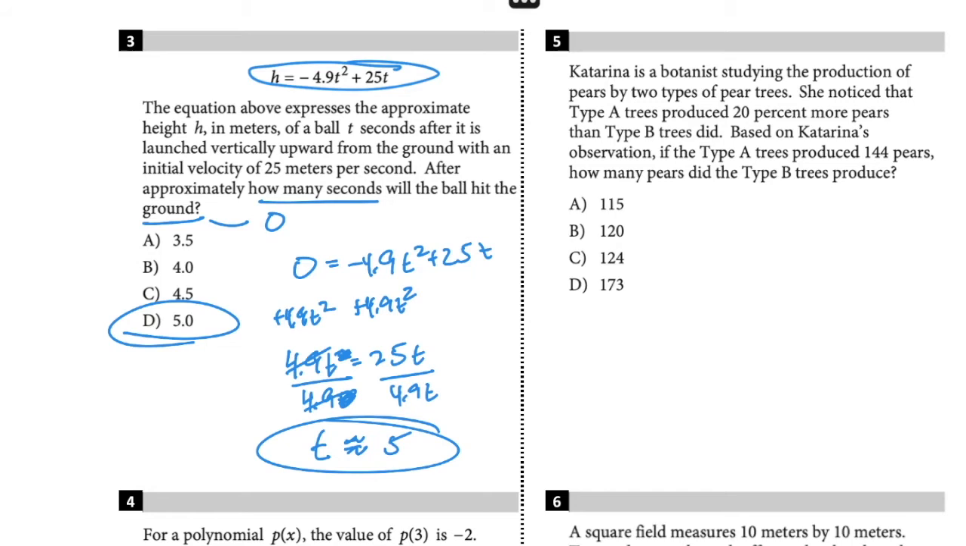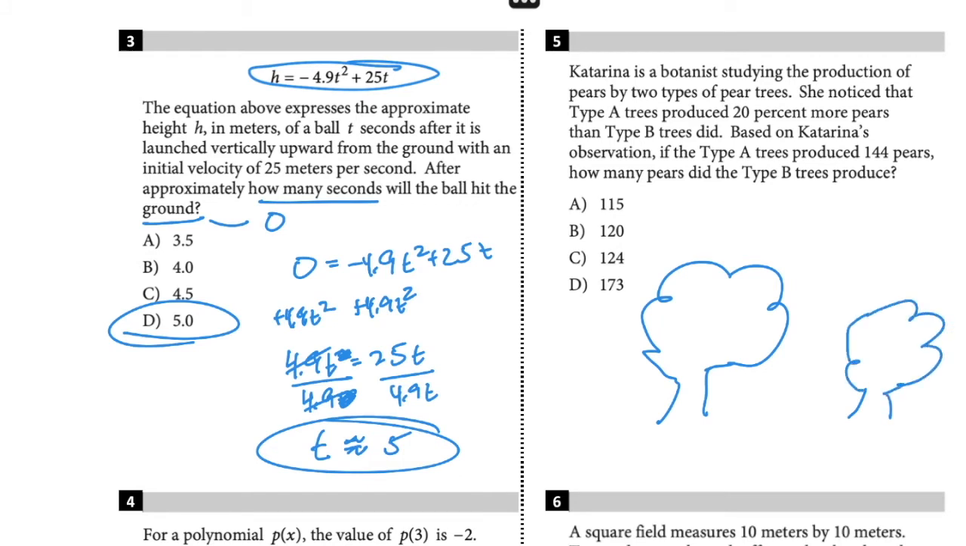So, in reading this, we could tell that you've got tree A over here, my fancy tree, and tree B is smaller. So here's tree A, here's tree B. Tree A had 144 pears. Now our choices for tree B are 115, 120, 124, and 173. Well, clearly tree B is smaller, so it can't be that one, so we could rule out that answer right away.